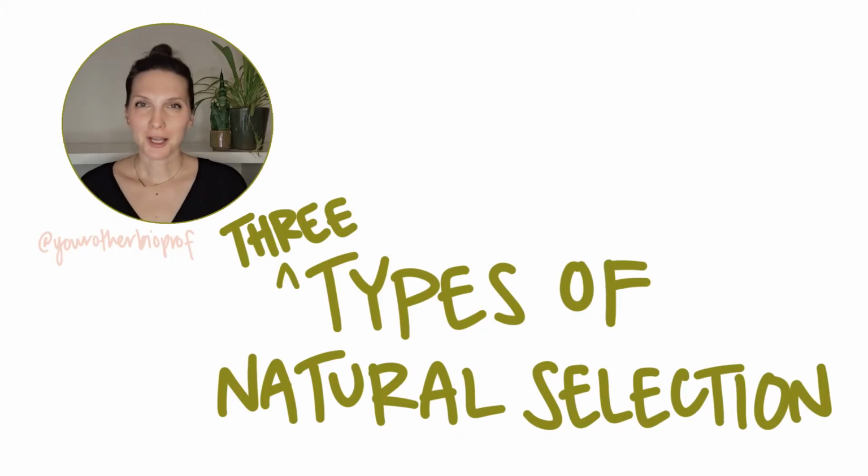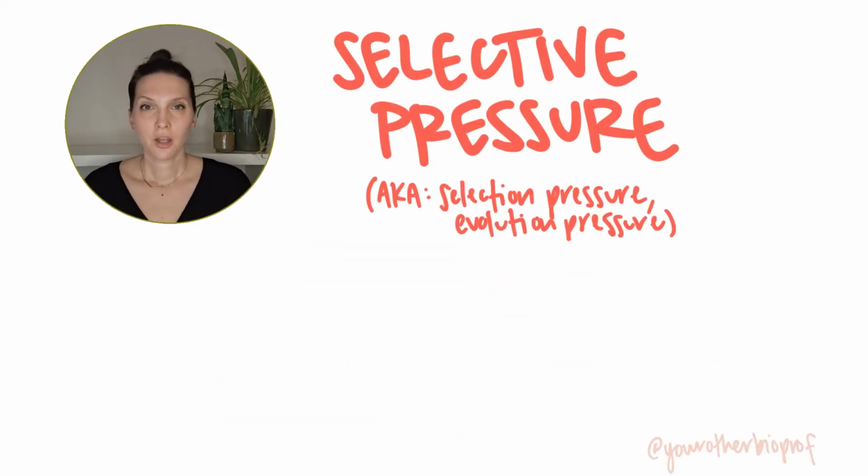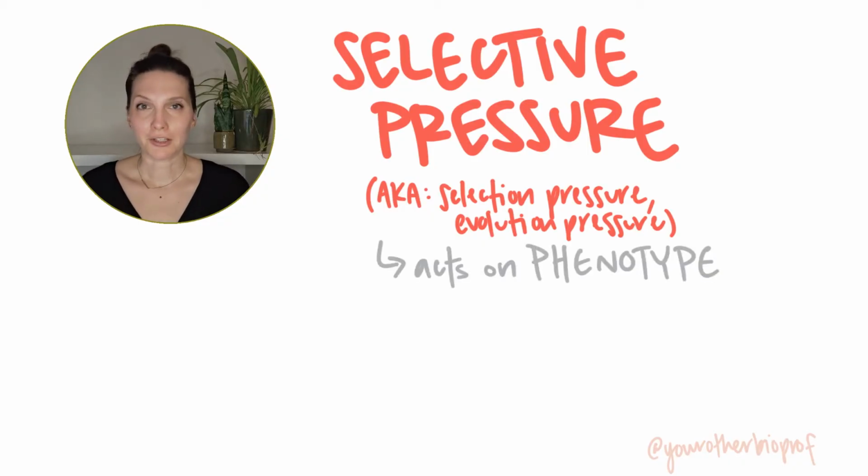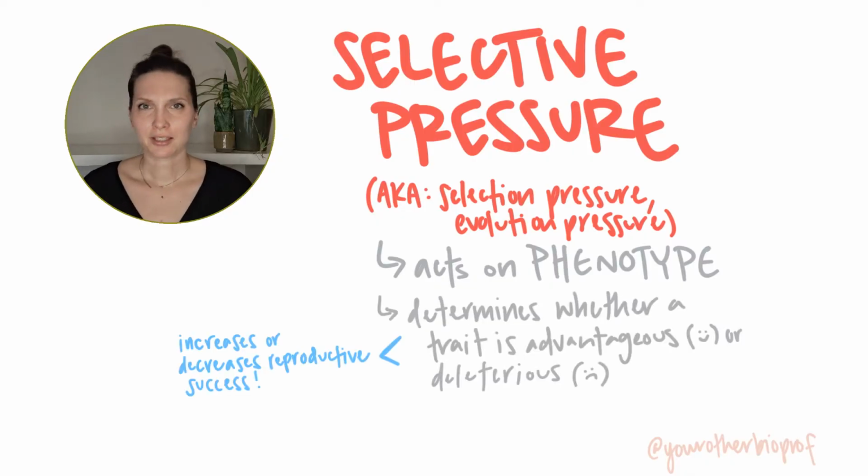Let's talk about different types of natural selection. For any environment, there are particular selective pressures. These are forces that impact certain phenotypes, affecting their ability to survive and, importantly, to reproduce. These can include things like predators, pathogens, climate, weather events, resource availability, and so on.